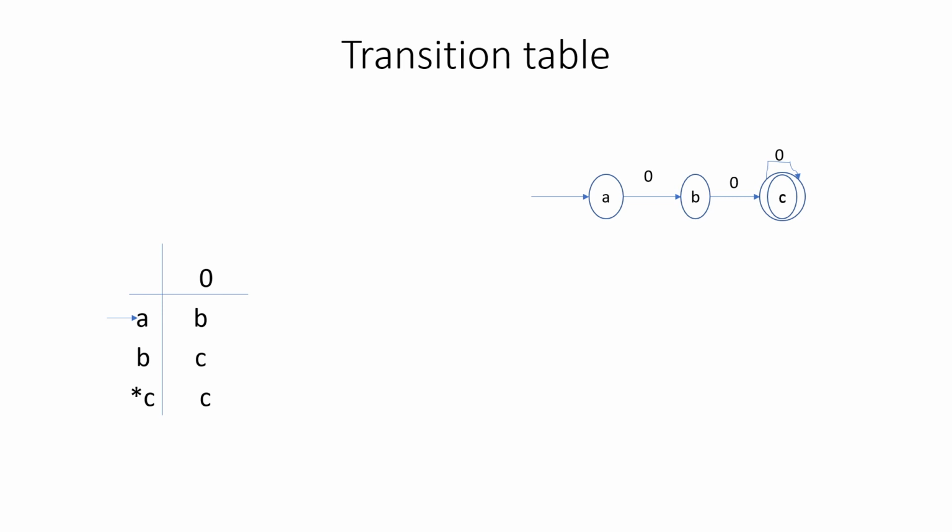In the case of the transition diagram, we represent the starting state with an arrow mark and an accepting state by a double circle. In the case of the transition table representation, we represent the starting state by an arrow mark, same as in the transition diagram, but we represent the accepting state with the help of a star symbol. So either I can go with the transition diagram or the transition table notation, whichever is convenient for me.